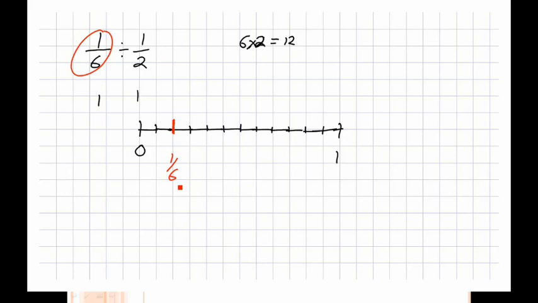And what about 1/2? If I want to put 1/2 on my number line, the denominator of the other fraction is a 6. So my 1/2, I'm going to have to count over 1, 2, 3, 4, 5, 6 units. So there's my 1/2. Okay. So once we have this, we're going to see if we can model this division problem.